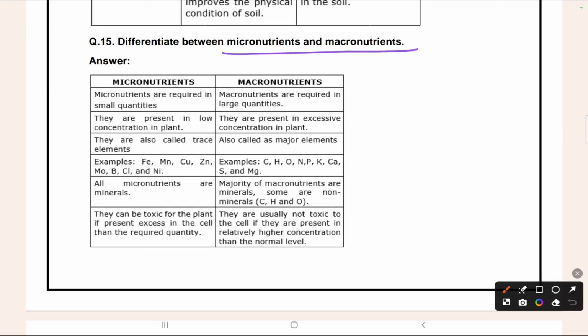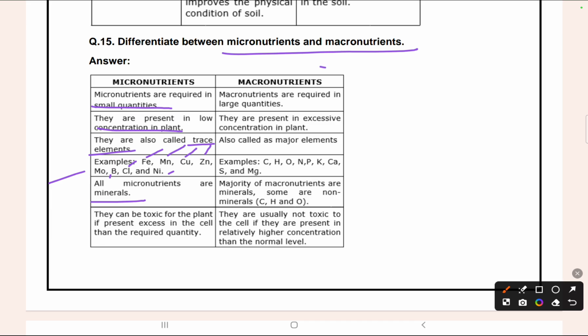Macro and micronutrients. Micronutrients are required in small quantities. They are present in low concentration in plants. They are also called trace elements. Example, iron, manganese, copper, zinc, molybdenum, boron, chlorine and nickel. Micronutrients are minerals. They can be toxic for the plant if present in excess in the cell than the required quantity.